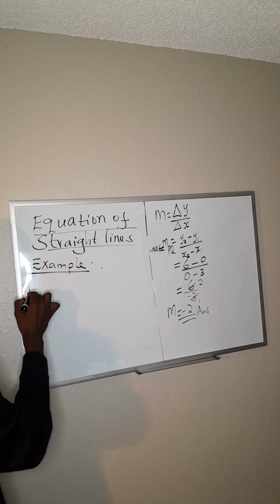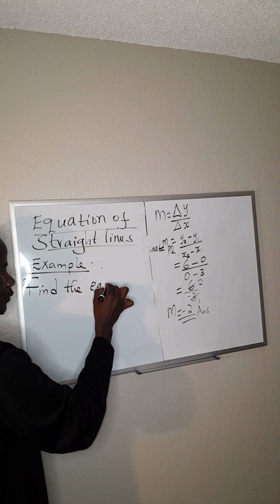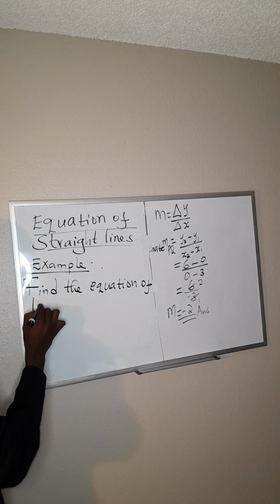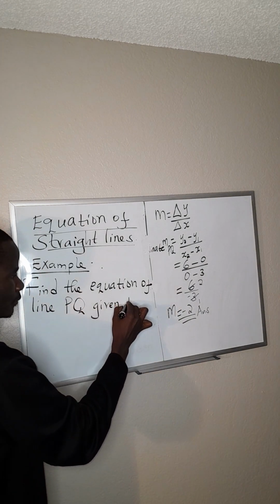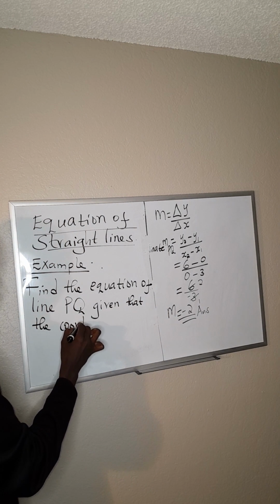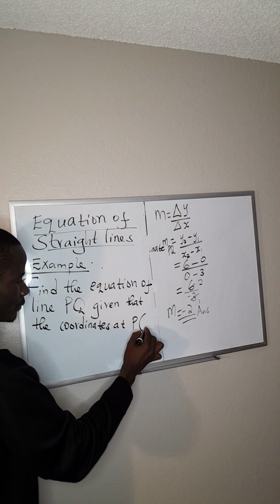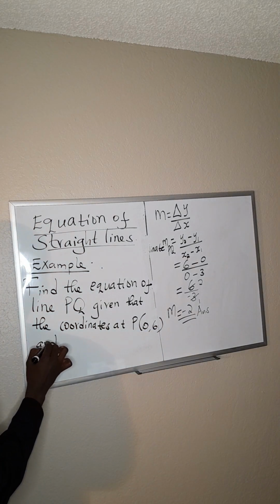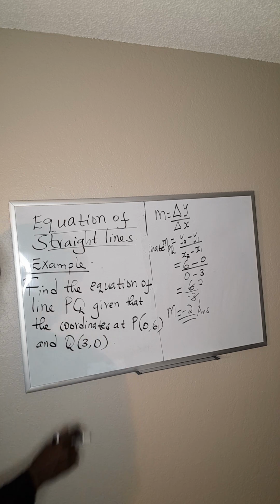First example of equation. Find the equation of line PQ given that the coordinates at P are, let's say, 0 and 6, and Q we are talking about 3, 0. So those are the coordinates.